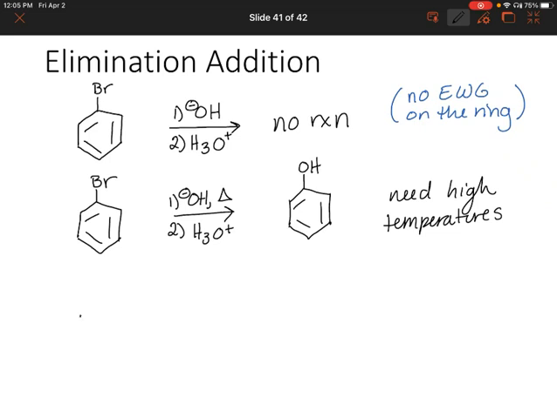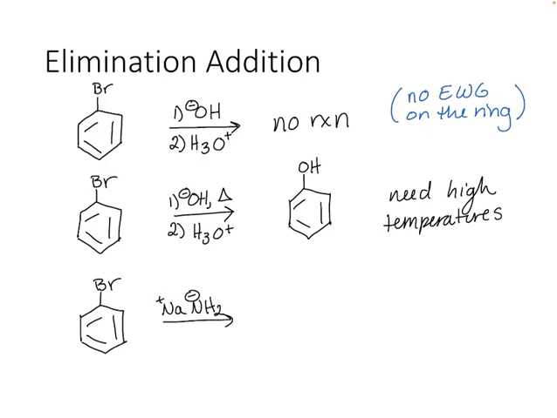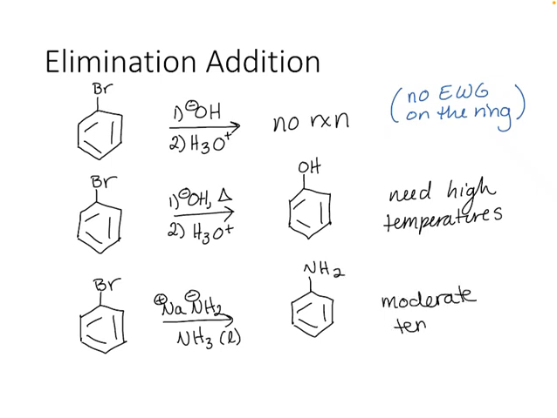So for instance, let's say instead of the hydroxide ion, we use sodium amide. So the amide part, NH2 minus, that would be our nucleophile. And that would be mixed with ammonia there. And the amide group, NH2, would replace that bromide. And you only need moderate temperatures for this reaction because of the strong nature of that nucleophile.